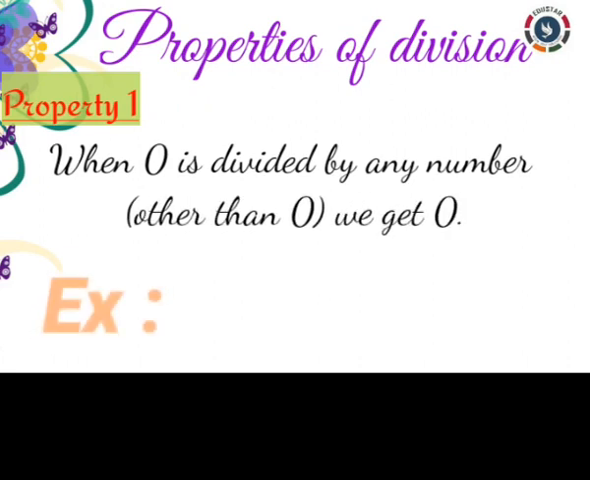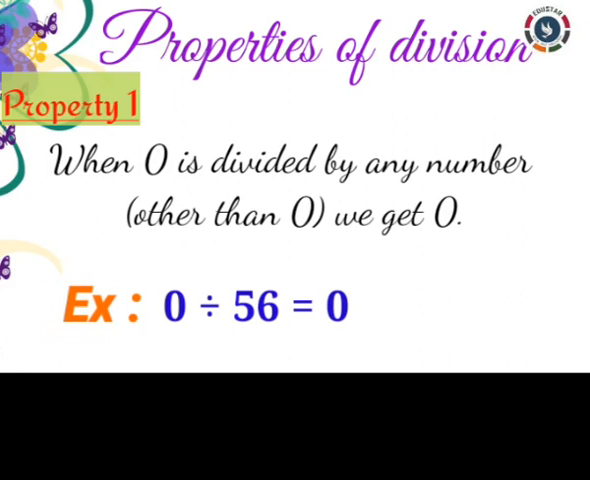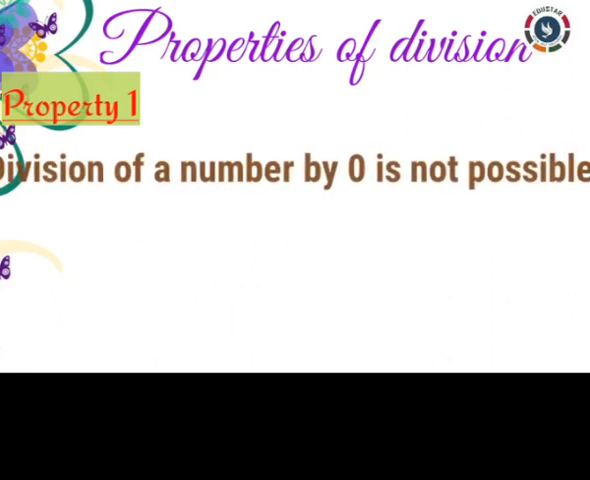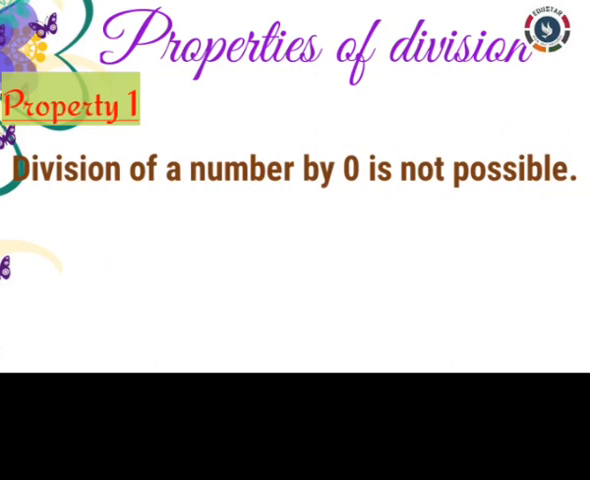For example, 0 divided by 56 is equal to 0. 0 divided by 947 is equal to 0. 0 divided by 1000 is equal to 0. 0 divided by 481 is equal to 0. But division of a number by 0 is not possible. That is, 603 divided by 0 is not possible. 22 divided by 0 is not possible.